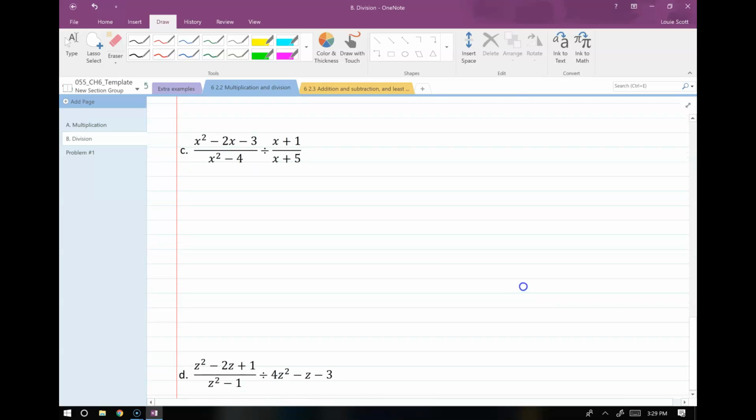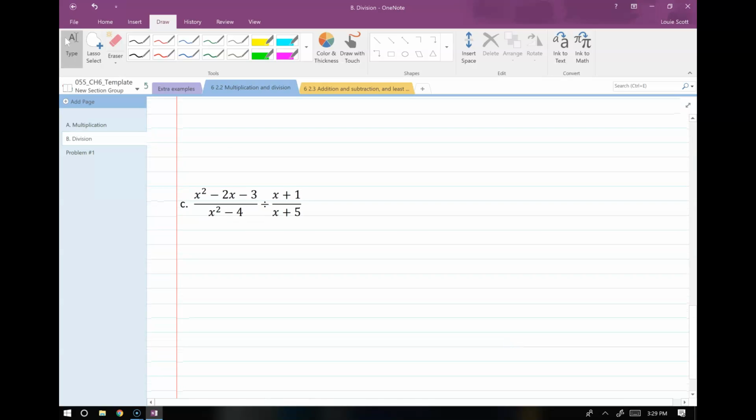All right, here's one that probably will cancel. It better, because it looks ugly. So first step on this one, we leave the fraction the same, right? And so we have x squared minus 2x minus 3 over x squared minus 4. We change the division to multiplication and flip the other fraction.